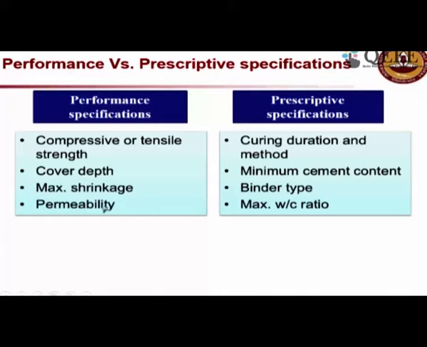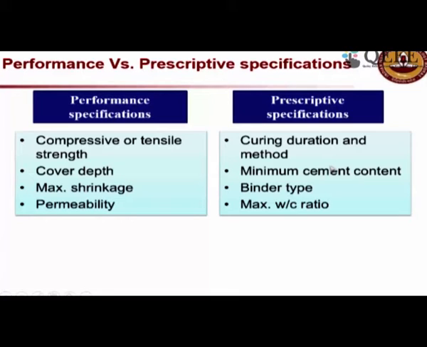And then we can also specify the permeability characteristics of concrete. For example, chloride permeability, water permeability, oxygen permeability, carbon dioxide, how fast the rate of carbonation, various things we can specify. The point to be noted is that on the left side, what you see is something which we measure on the concrete. On the right side, what you have is the prescription, like a doctor's prescription. We tell what to do.